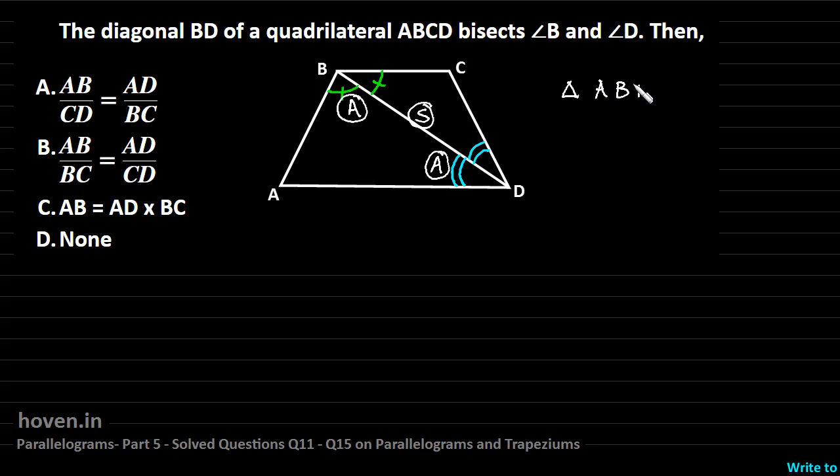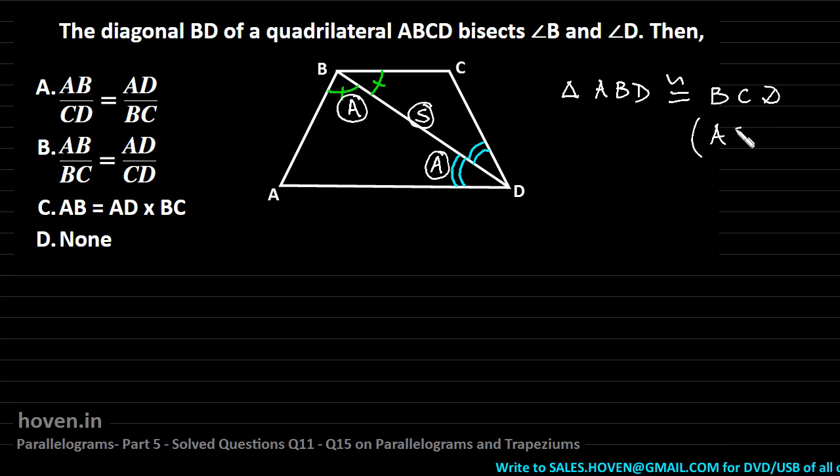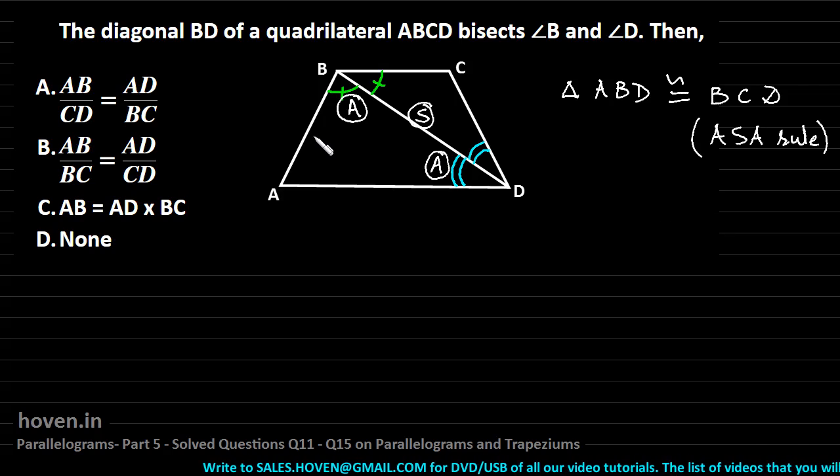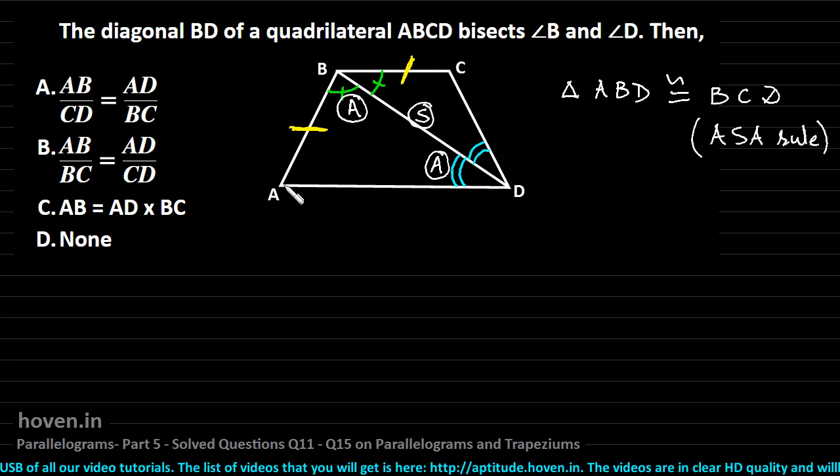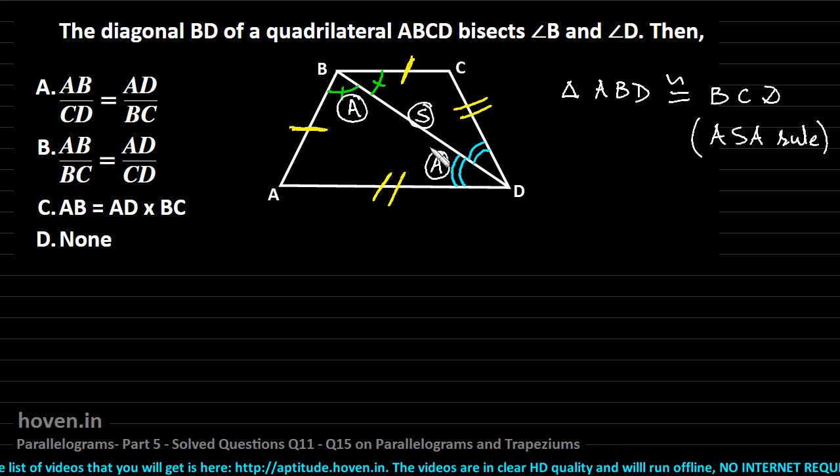triangle ABD is congruent to triangle BCD by ASA rule. If these are congruent, then the corresponding sides have to be equal. The side opposite to this angle, we'll mark it with a yellow tick, should be equal to the side opposite the same angle on the other triangle. And similarly, this AD should be equal to this, and BD is already common.